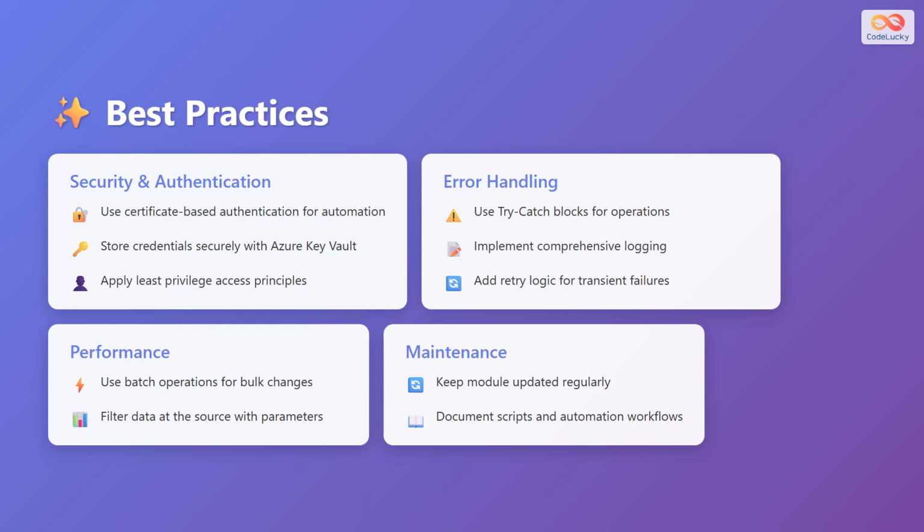For performance optimization, use batch operations when making changes to multiple teams or users rather than processing them one at a time. Filter data at the source using cmdlet parameters instead of retrieving everything and filtering later. Finally, for maintenance, keep your Microsoft Teams module updated regularly as new features and fixes are released. Document your scripts and automation workflows so other administrators can understand and maintain them.